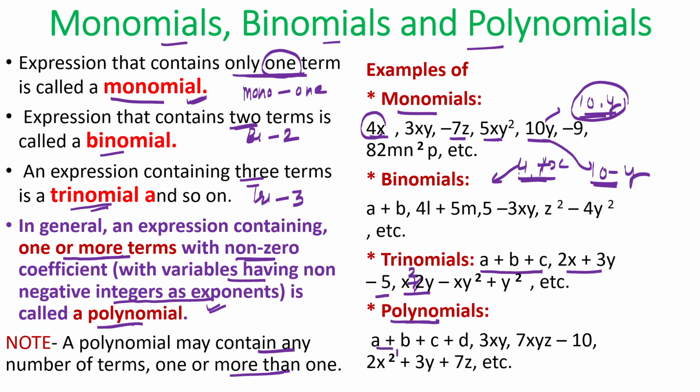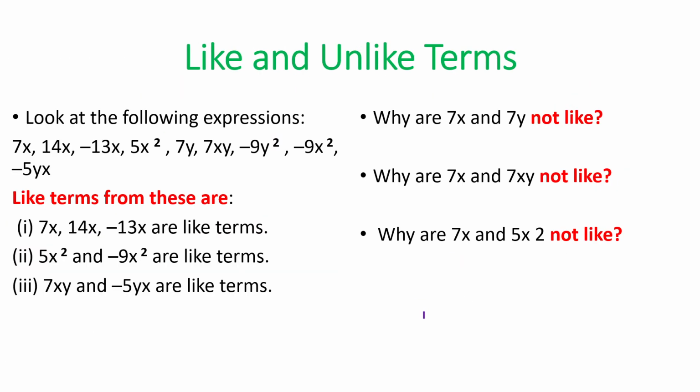So these are examples: a plus b plus c plus d, having 4 terms, is also an example of a polynomial. Clear? So a monomial is also a polynomial, a binomial is also a polynomial, a trinomial is also a polynomial. This is binomial, but also a polynomial. This is trinomial, but also a polynomial. I am repeating again: monomials have one term, binomials two terms, trinomials three terms, and polynomials any number of terms.